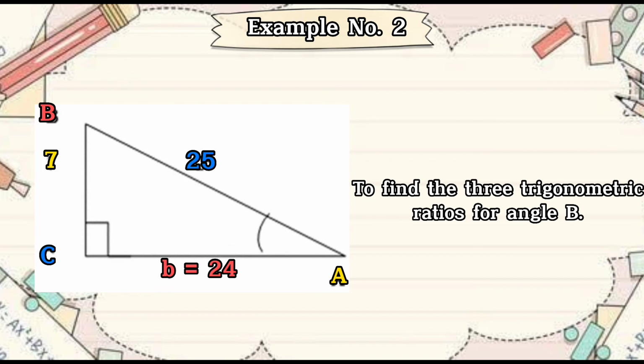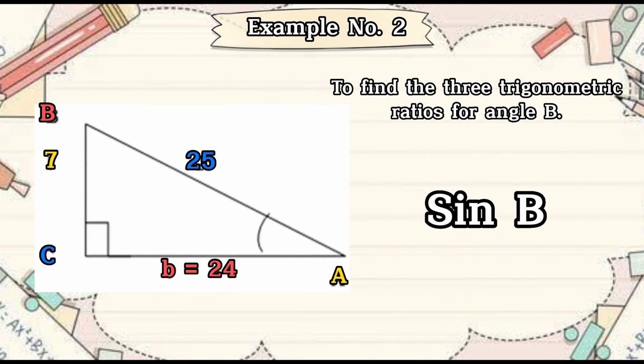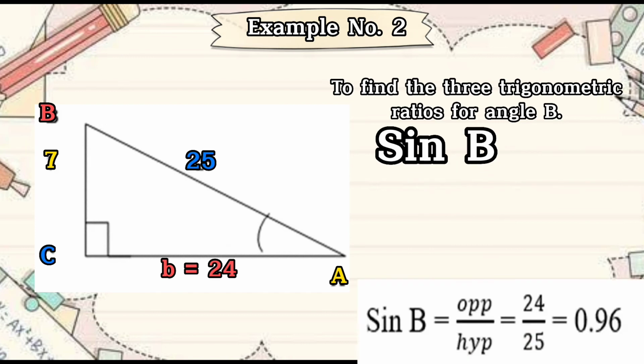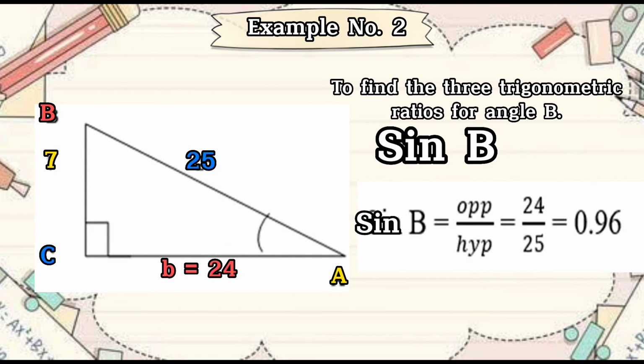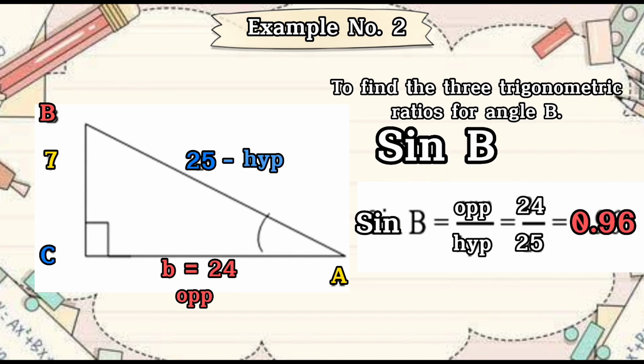So, kanina nag-focus tayo sa angle A, sa triangle natin. Ngayon, mag-focus naman tayo sa theta natin sa angle B. Okay? And to get the value for sine B, let us use the formula for sine, which is opposite over hypotenuse. At yung opposite value natin sa angle B ay 24, while the hypotenuse is 25. So, 24 over 25 is equal to 0.96.